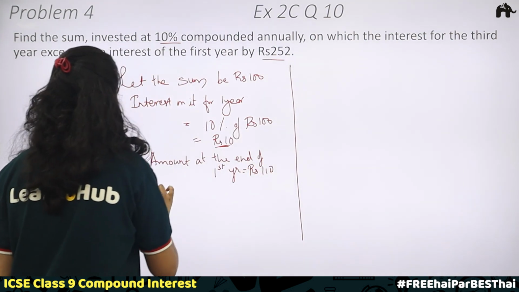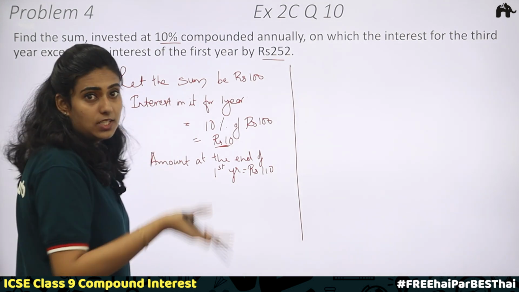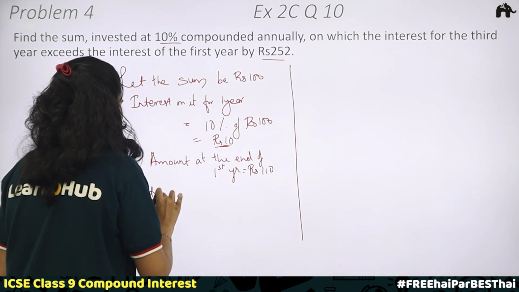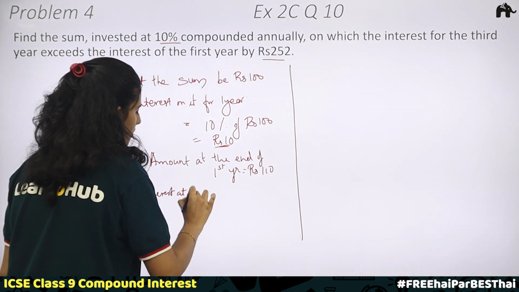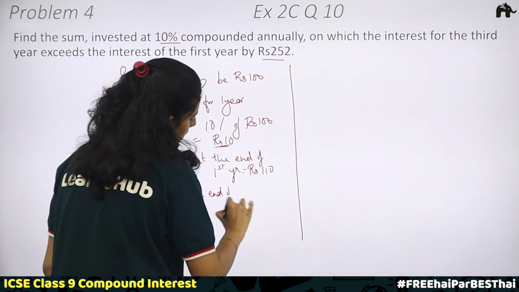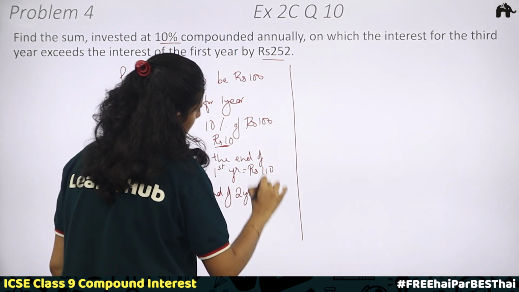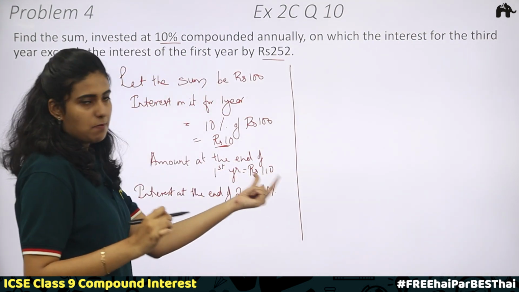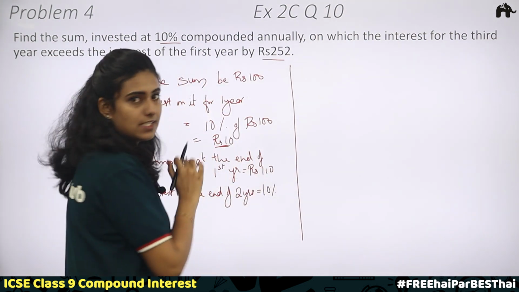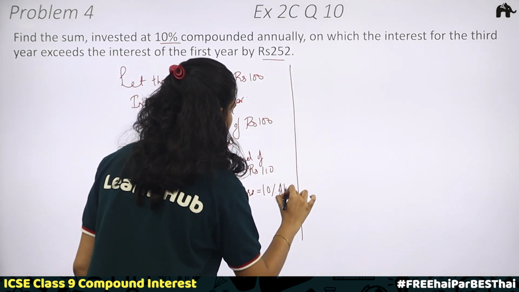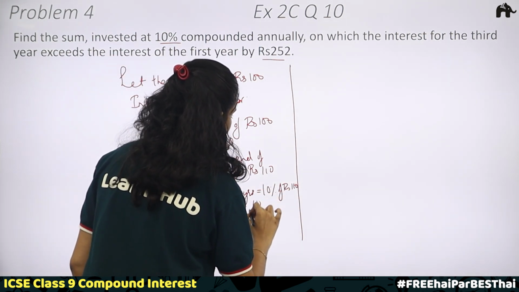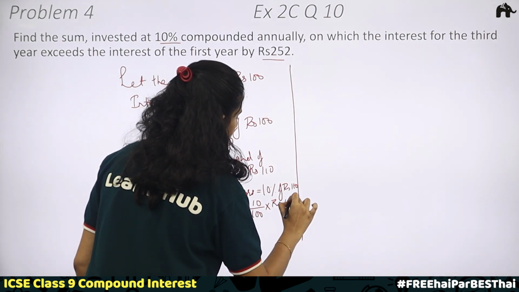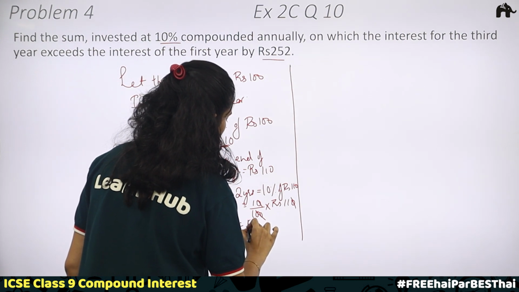Okay. Now, interest on it for 2 years, that is interest at the end of 2 years, will be equal to 10% of this amount, that is at the end of first year, which is 10% of rupees 110, 10 by 100 into rupees 110. Cancelling out zeros, you will be getting rupees 11.